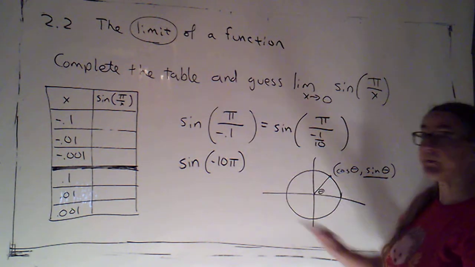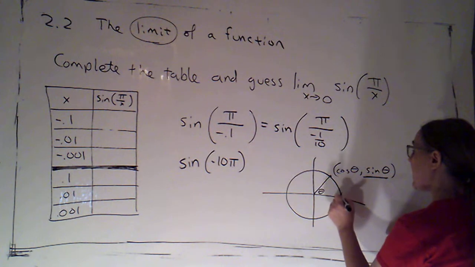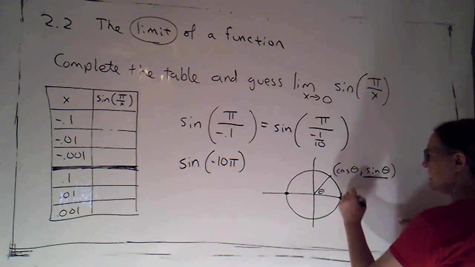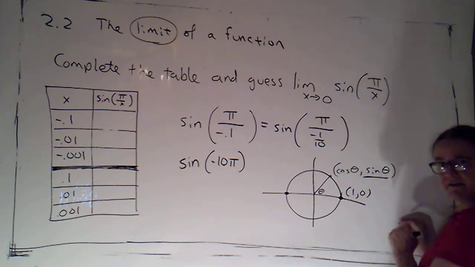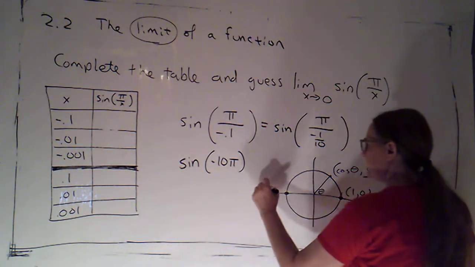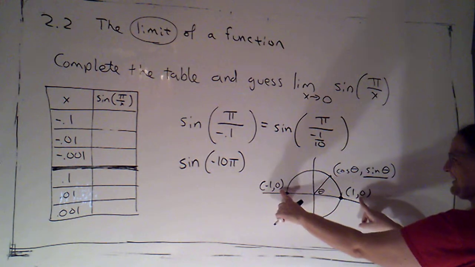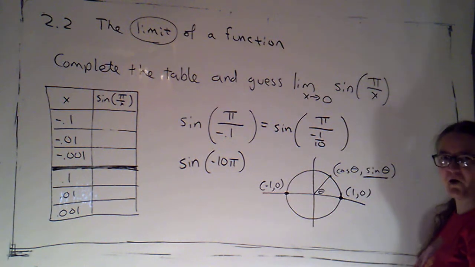Now, if I have a multiple of pi, any multiple of pi is going to put me either at this point or at this point. This point would have coordinates (1, 0), because this is the unit circle, and this would be (-1, 0). Either way, I can see my y value is 0.